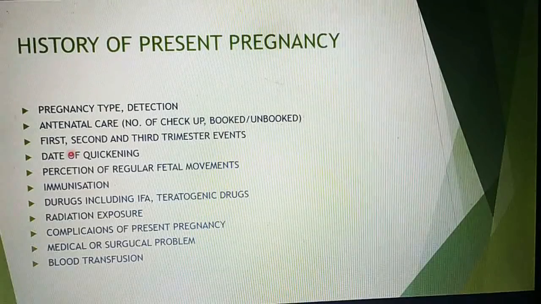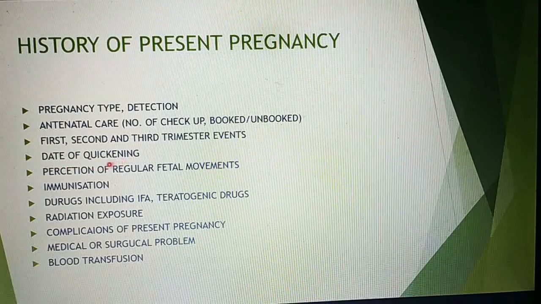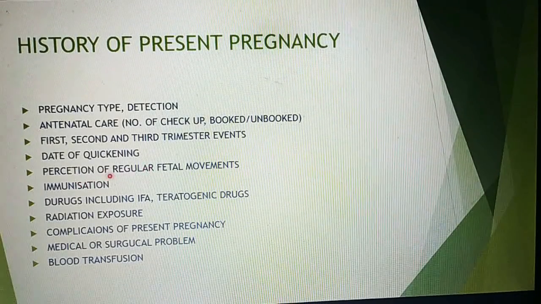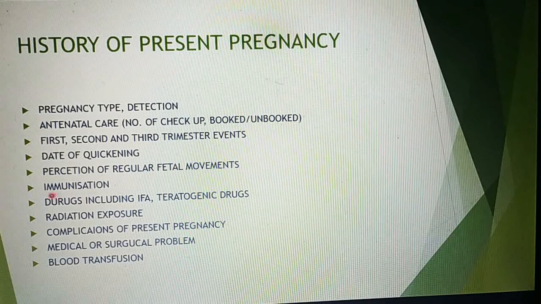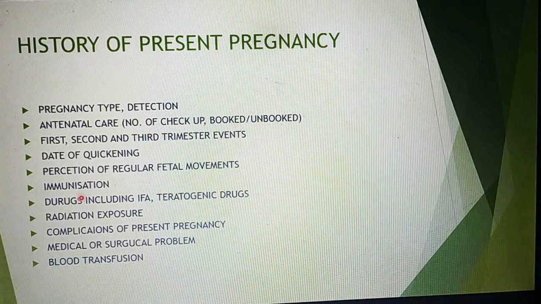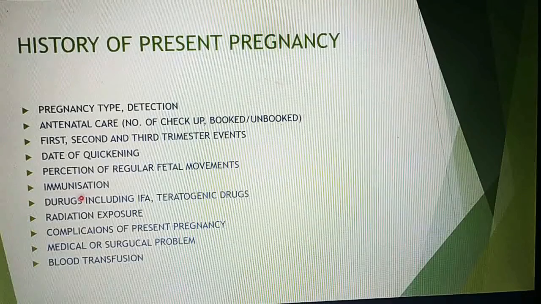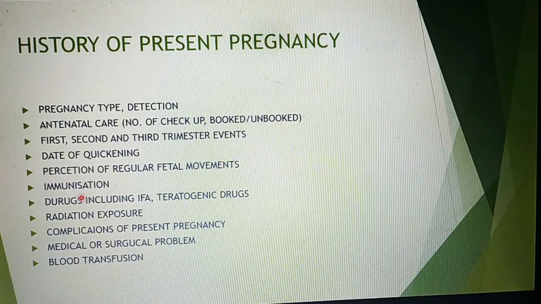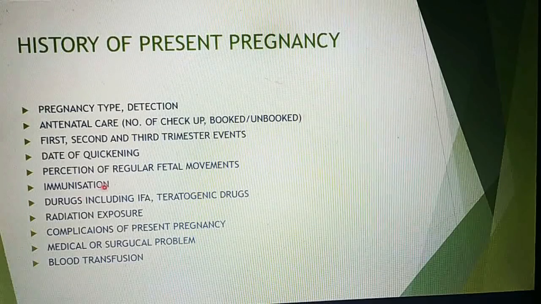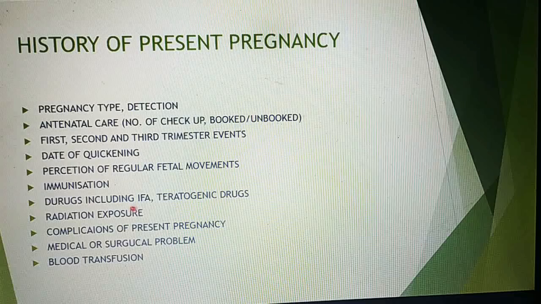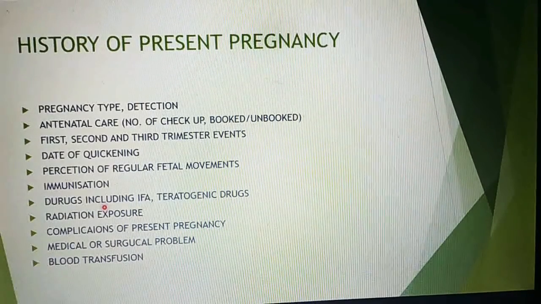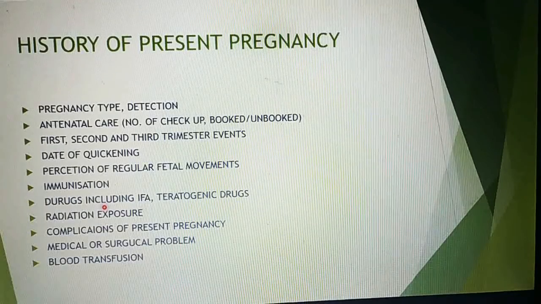etc. And you should also record date of quickening or perception of first fetal movement, when the mother perceives first fetal movement or quickening. Next, is there perception of regular fetal movements or not? You should record in the history of present pregnancy or present obstetric history. Then immunization status. Has the mother received two doses of tetanus immunization in nearest healthcare settings, or one dose of tetanus toxoid injection in case of pregnancy within 3 years of last pregnancy? Next, drug intake, including intake of iron folic acid tablet, or is there any history of teratogenic drug intake, or is there any history of drugs like eltroxin or thyroxin.